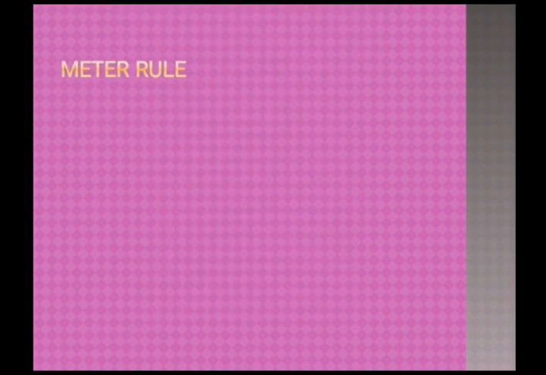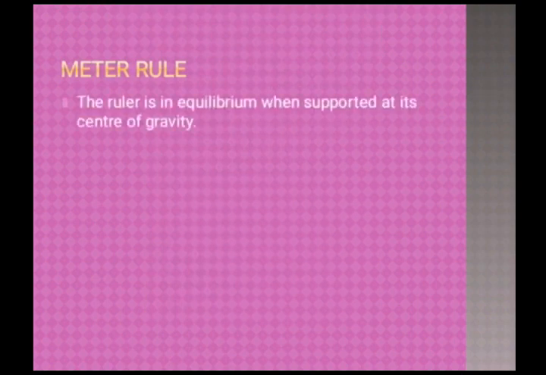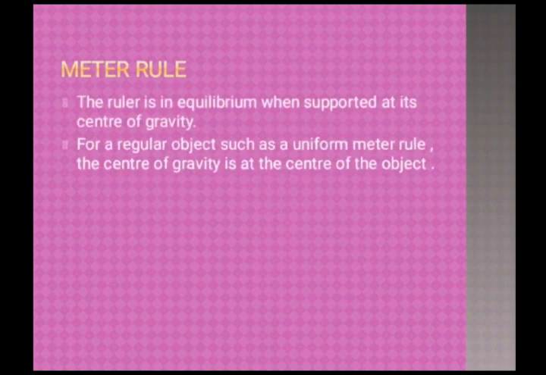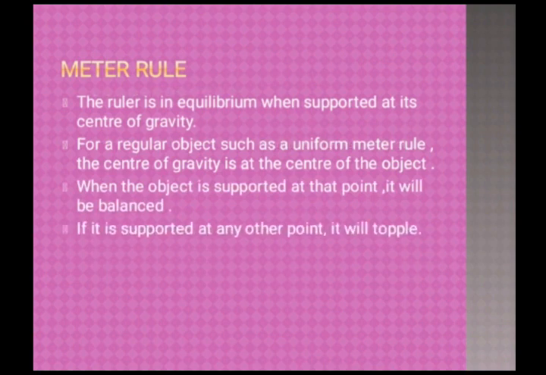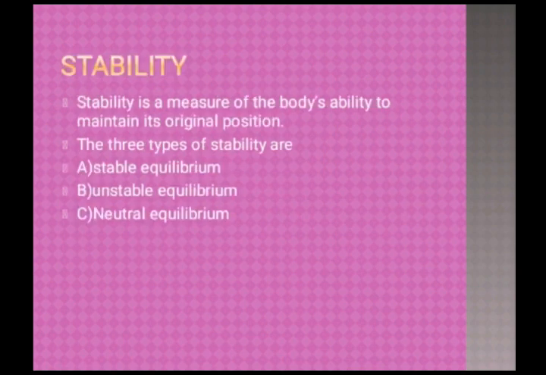Let us see about the meter rule. The ruler is in equilibrium when supported at the center of gravity. For a regular object such as a uniform meter rule, the center of gravity is at the center of the object. When the object is supported at that point, it will be balanced. If it is supported at any other point, it will topple.